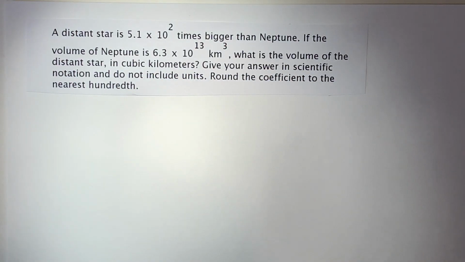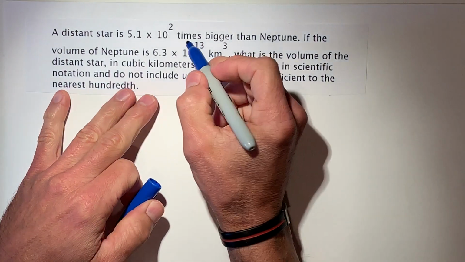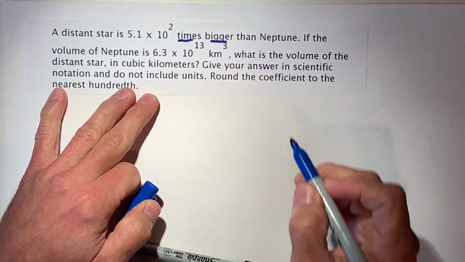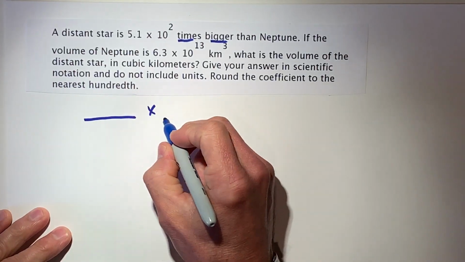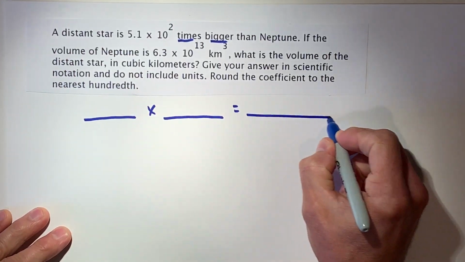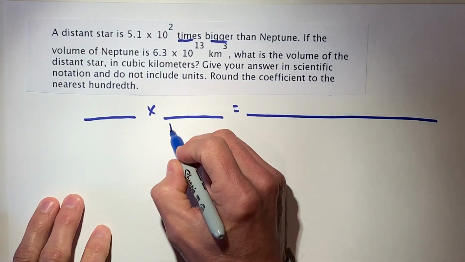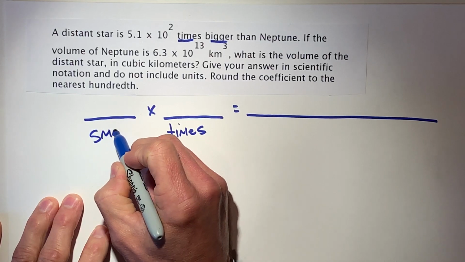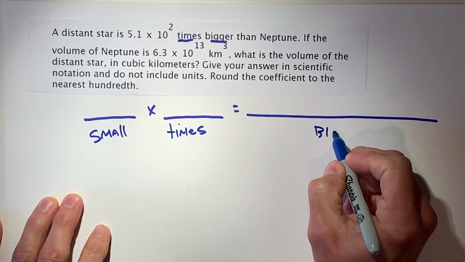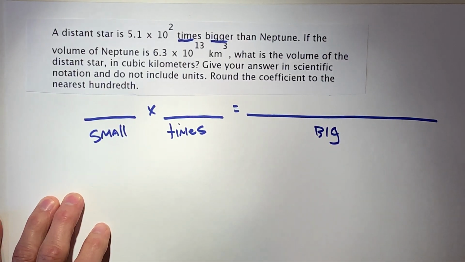This one doesn't have any key words. I do see the phrase times bigger, which makes me think that I want to set up this scenario that we had before. Right, so right away, this is where we put the times bigger. And I tend to put the small item here and the big item here. So let's see if we can use that again.